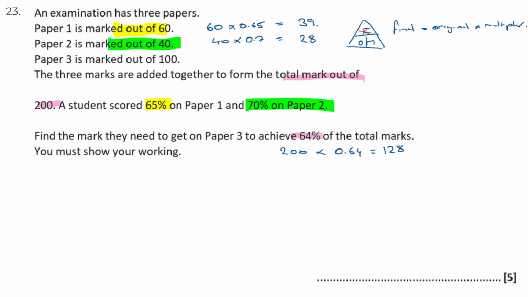So what has he got so far? He's got 39 and 28 so far, so 39 plus 28. That comes to 67. So he's got 67 marks already. Okay, now to get 64% overall, he needs 128 marks. So what's the difference then? So if I take away the 67, we should be able to work out the number of marks he still needs to get. So 128 minus 67, that comes to 61. Okay, so he's going to need to get 61 marks in paper 3 in order to bump up his amount to 64% overall.